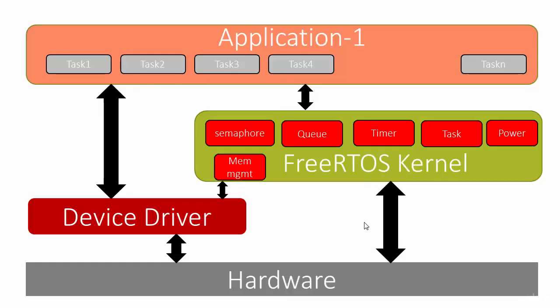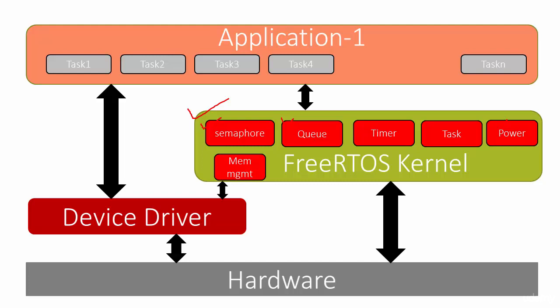So this is how the FreeRTOS kernel fits in between your application and hardware. This is the FreeRTOS kernel, which is downloaded from freertos.org. This FreeRTOS kernel consists of lots of kernel objects like semaphores, queues, timers, tasks, memory management, etc. All these are kernel services. These are all pieces of code which give lots of services to meet the real-time application requirements.